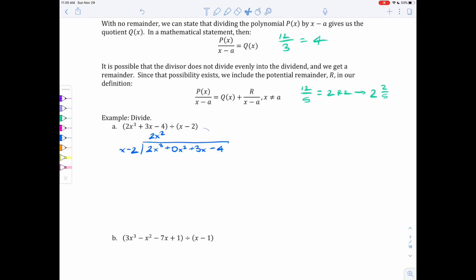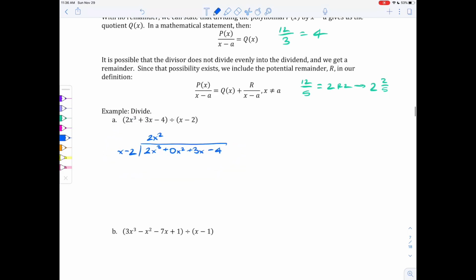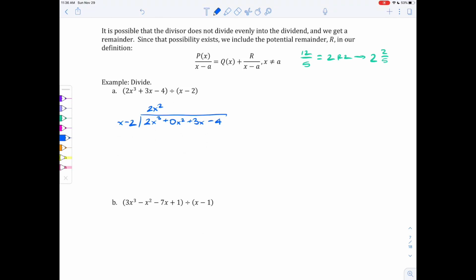I might just lower this whole thing a bit, give myself space. 2x squared times x minus 2 is 2x cubed minus 4x squared, and I am subtracting this whole thing. Gives me 4x squared there, plus 3x. 4x squared divided by x is 4x. 4x times x minus 2 is 4x squared minus 8x.